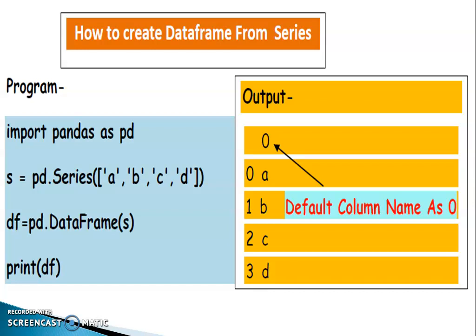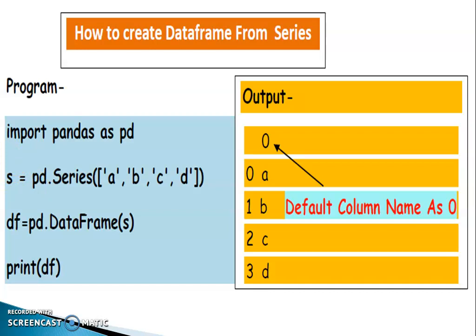Then the next one is how to create a data frame from a series. We already learned about the series. The program is import pandas as pd. Then how to create a series? s is equal to pd.Series. Inside this parenthesis, you can specify the list A, B, C, D. This one is a list of sequence values. Clear? Then we assign all these values to the variable s. That is a series object.